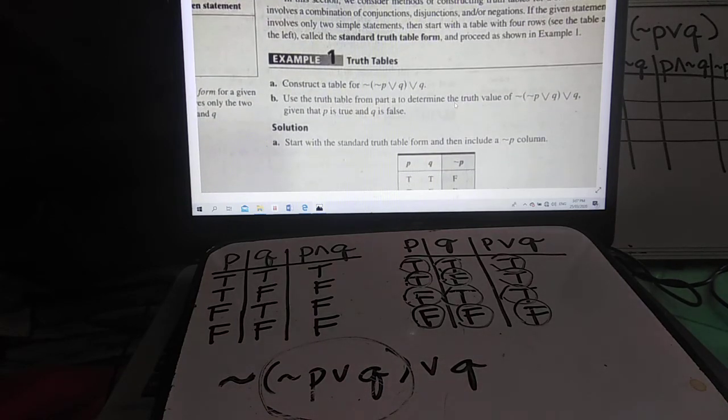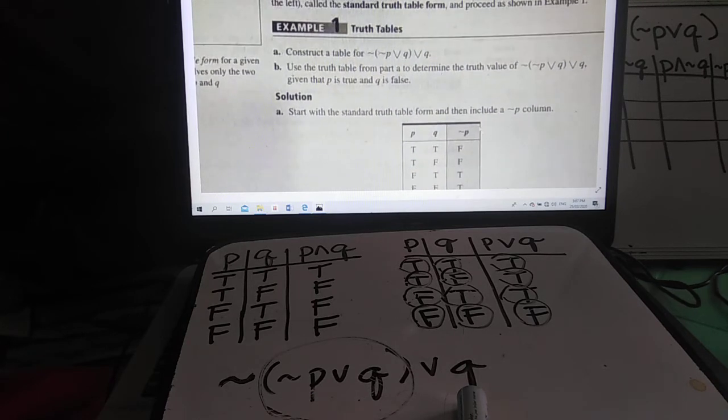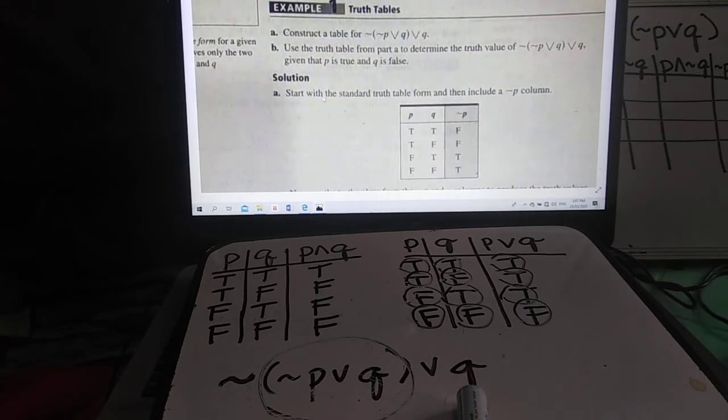Let us consider the statement: the negation of the quantity not P or Q, or Q. First, to construct a table for the given statement, we will start by writing the standard truth table form. The standard truth table form comprises the P statements and the Q statements.